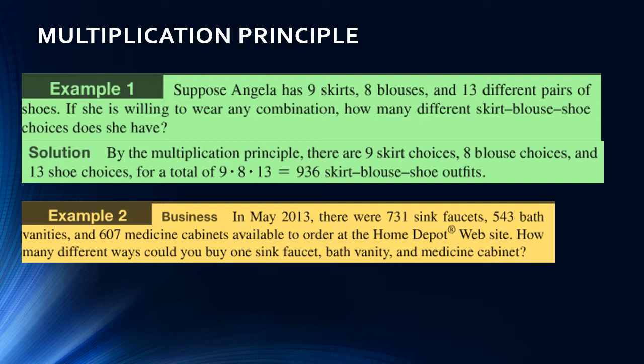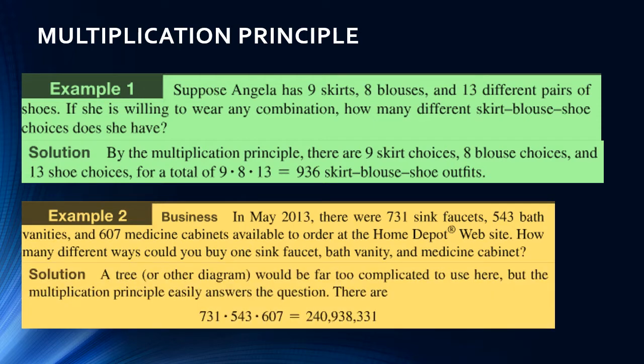In May 2013, there were 731 sink faucets, 543 bath vanities, and 607 medicine cabinets available to order at the Home Depot website. How many different ways could you buy one sink, bath vanity, and medicine cabinet combo? Again, a very simple problem to illustrate the multiplication principle. 731 sinks times 543 bath vanities times 607 medicine cabinets gives us 240 million different combinations. It's amazing, isn't it? The number of choices that you have really makes the number of overall choices go up really fast.